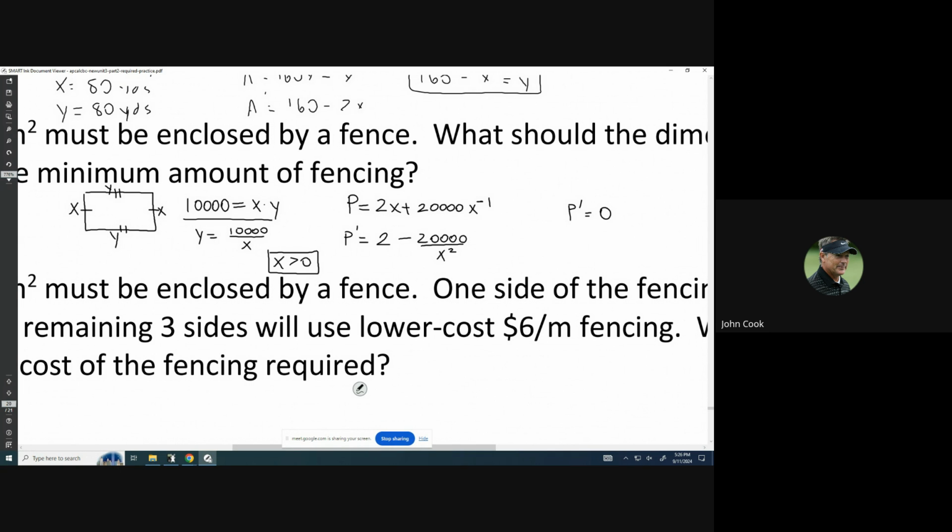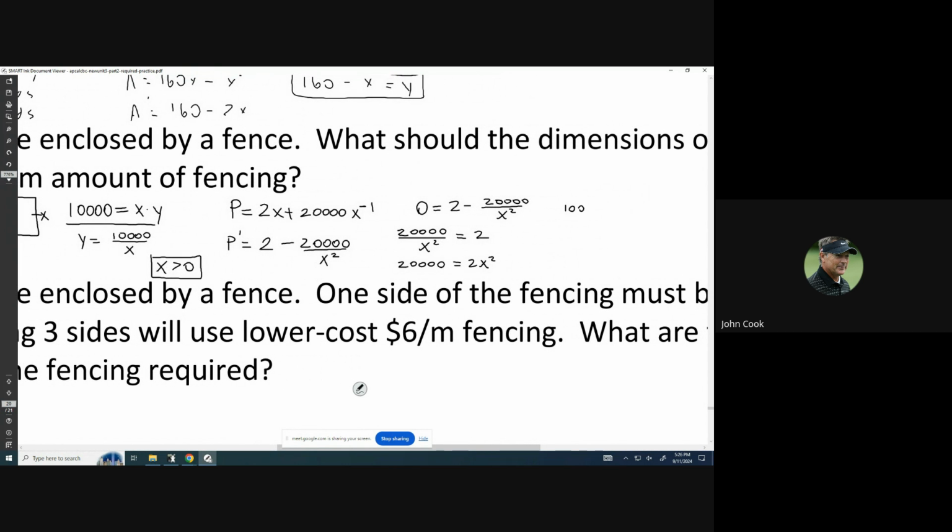All right, now for the other one, where we take the derivative and set it equal to 0, let's see what x values we get. So 0 is equal to 2 minus 20,000 over x squared. Then if I add 20,000 over x squared, I get 20,000 over x squared equals 2. And then if I multiply the x squared over on the other side, I get 20,000 is equal to 2x squared. Then if I divide both sides by 2, I get 10,000 is equal to x squared.